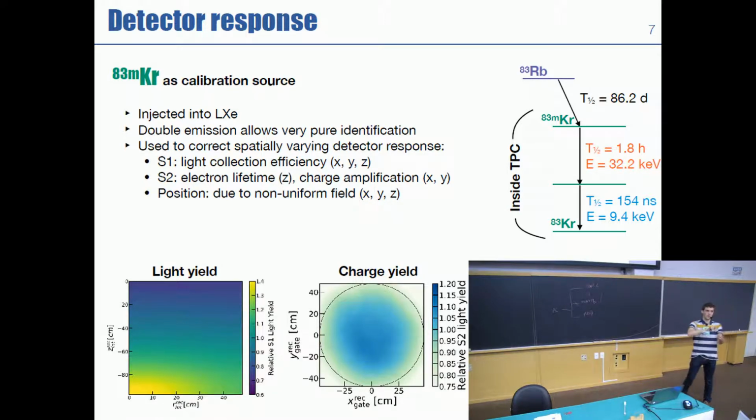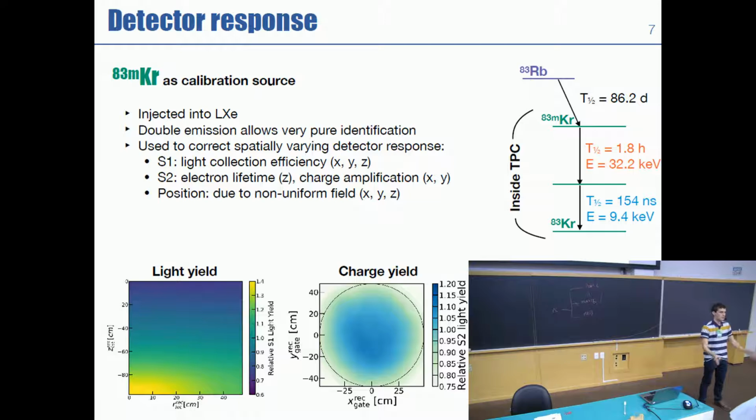Depending on where a particle interacts in our detector, maybe you see more light, less light. It's mainly geometrical effects. And the same for the charge yield. At the top, when we produce this secondary scintillation light, depending on the electric field, if the electric field is a bit higher, maybe we see a bit more. If it's lower, we see a bit less. And both of these effects we can calibrate very accurately using this monoenergetic decay that we can very carefully select.